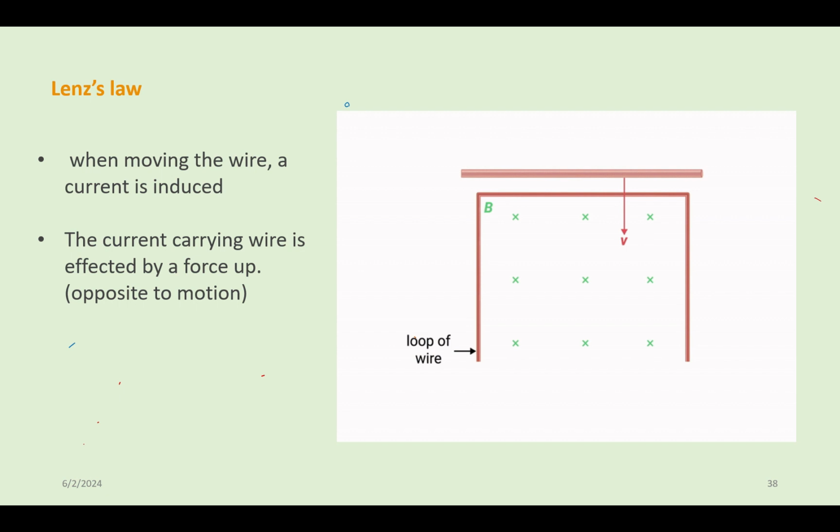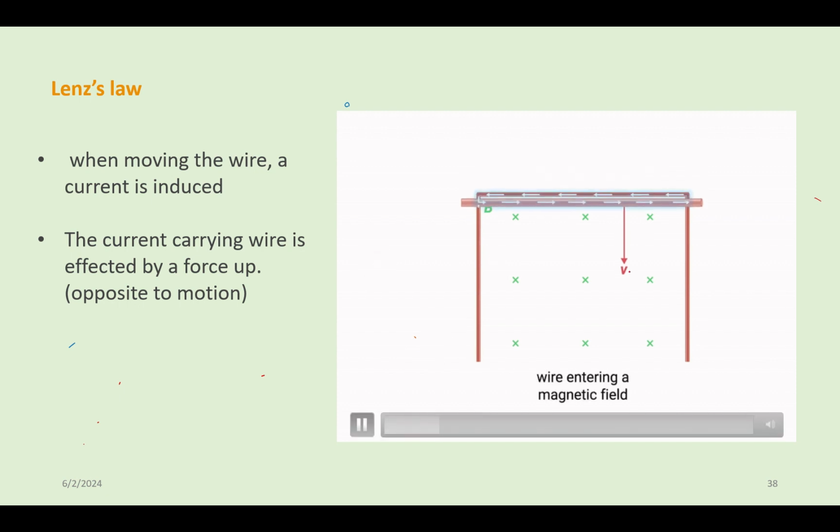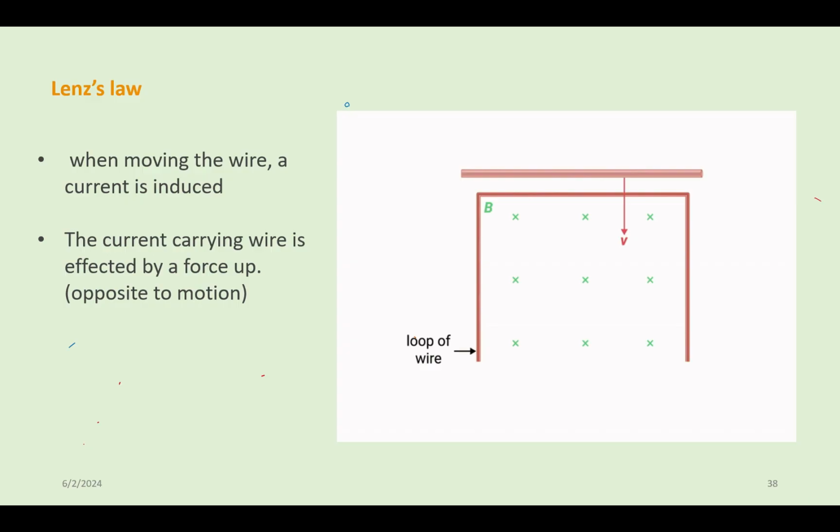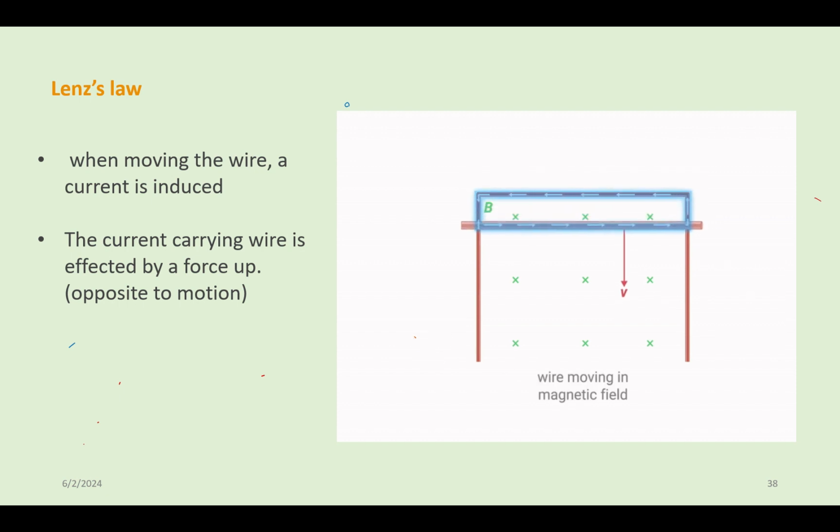Now let's consider this case. We have a segment of wire and it's moving downwards inside a magnetic field directed into the page. So this is the wire. I'm moving it downwards and we have a magnetic field directed into the page, as you can see, or into the screen. Now, when we move this wire down, we have induced a current inside the wire.